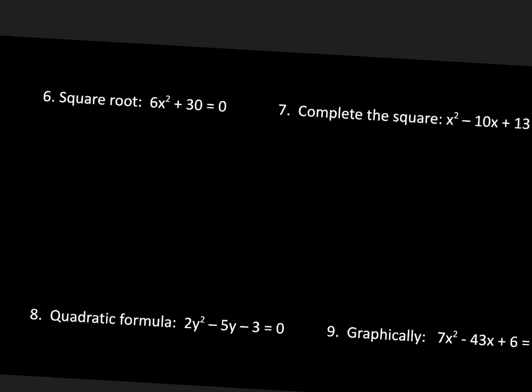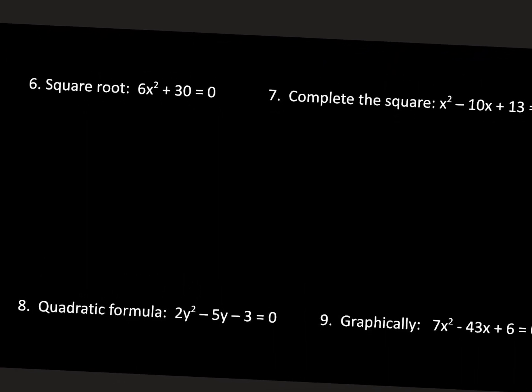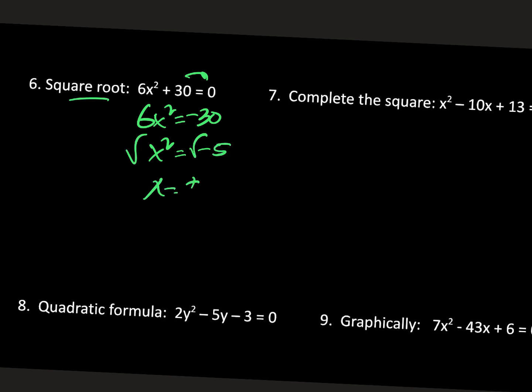Number 6, solve by taking square root. It's telling you what to do every time. Okay, so move the 30 over. Becomes negative 30. Divide by 6. Gives you negative 5. Take the square root to both sides, hence the directions. And don't forget your plus or minus. Now, because it's negative inside there, take out an i, and that leaves you with square root of 5.